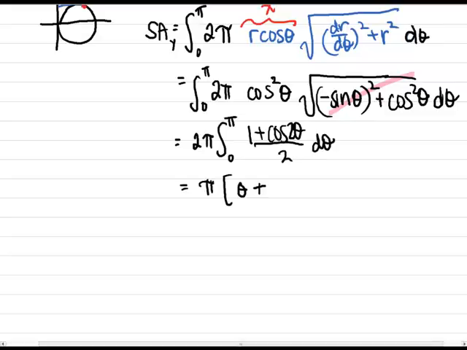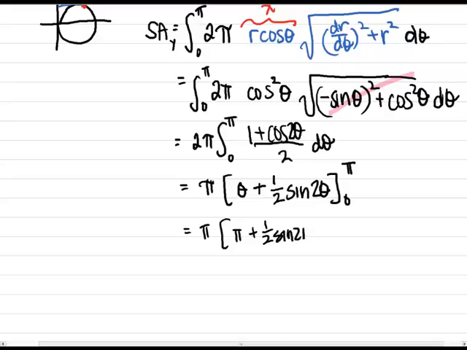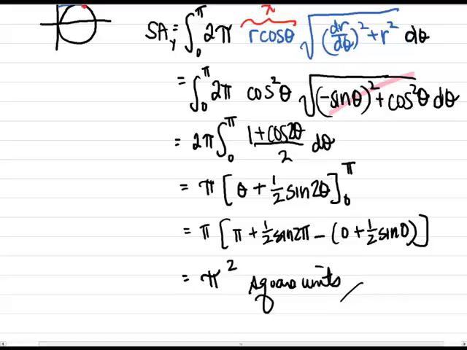So when I integrate, I get theta plus 1/2 sine 2 theta, which gives me pi plus 1/2 sine 2 pi minus 0 plus 1/2 sine 0. And this works out to be pi squared square units. And there's our last example for all the new stuff for Calc BC.